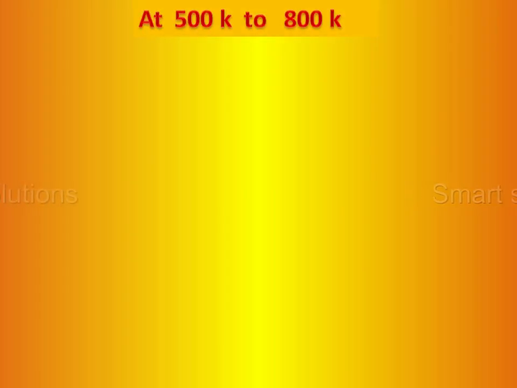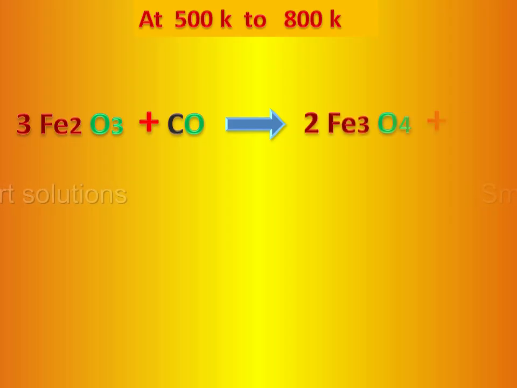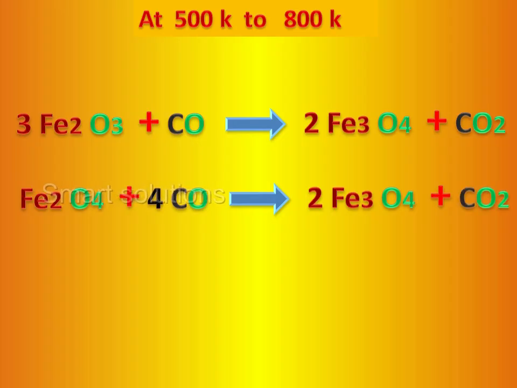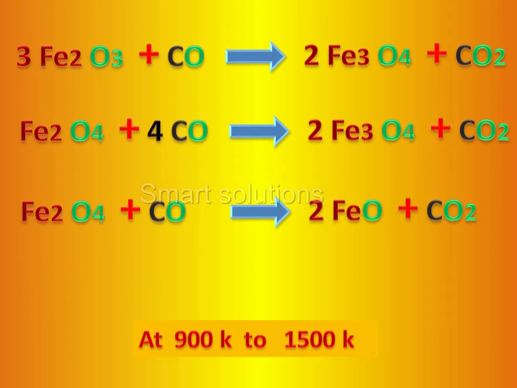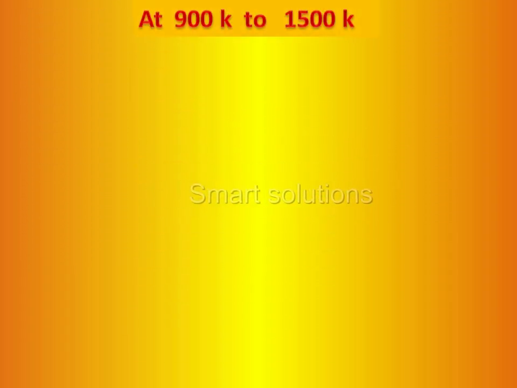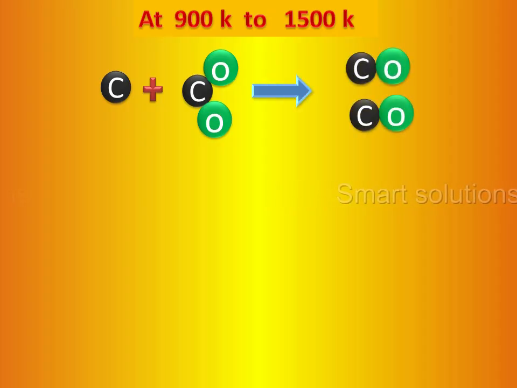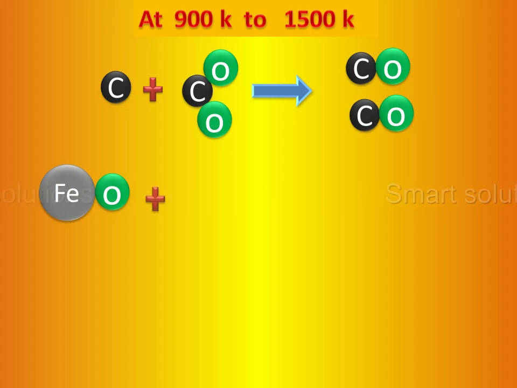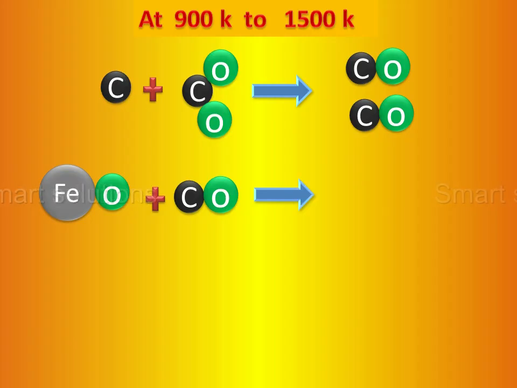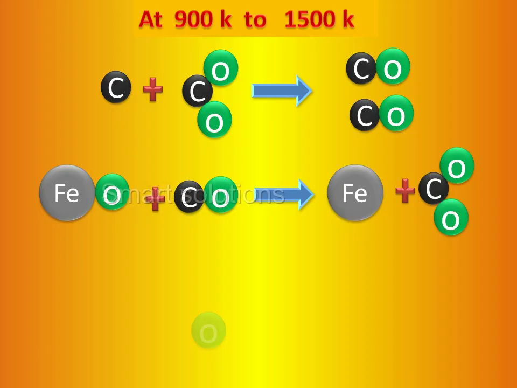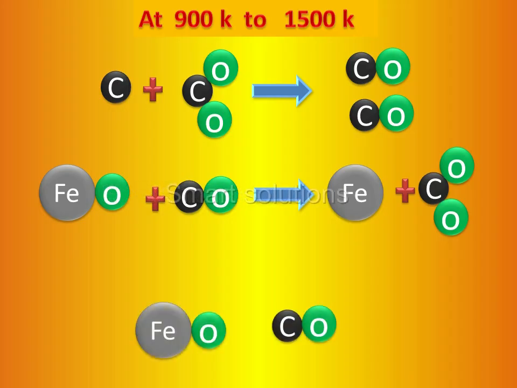At the lower temperature, iron oxides are reduced to its simpler form. Carbon atom with carbon dioxide produces 2 carbon monoxide. Iron oxide with carbon monoxide produces iron and carbon dioxide.